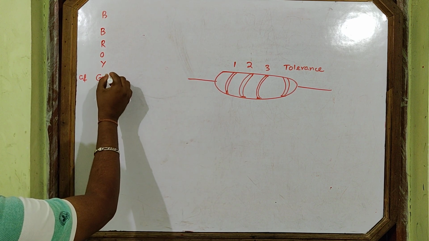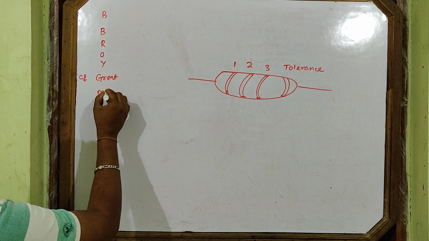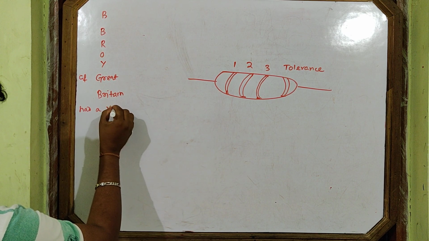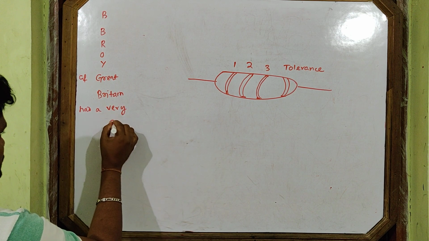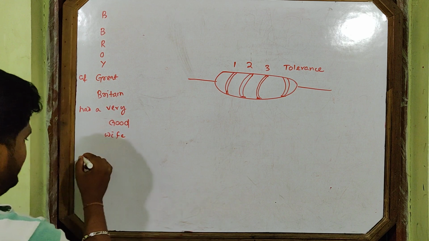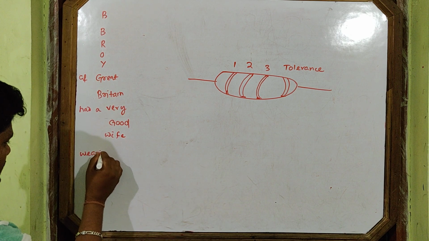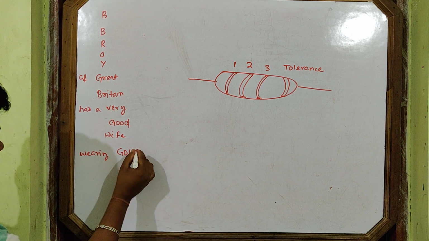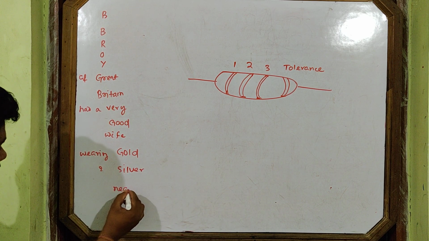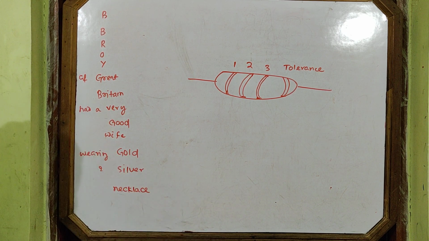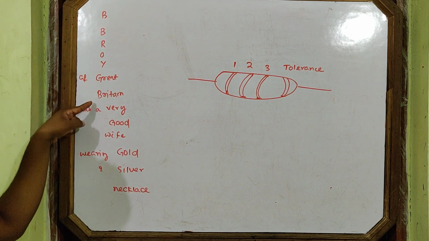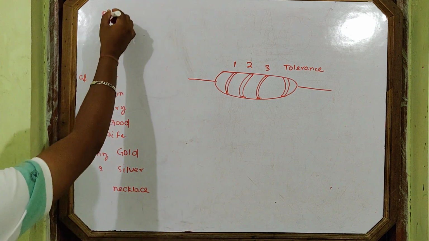B.B. Roy of Great Britain had a very good wife wearing gold and silver necklace. You will now see this one. We will also write this. B.B. Roy of Great Britain had a very good wife wearing gold and silver necklace.